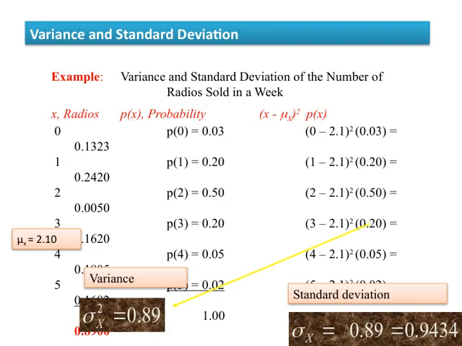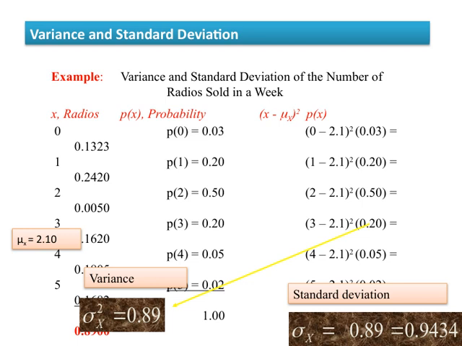Let's take a closer look at variance and standard deviation through this example involving the number of radios sold in a week. On the left, we have the number of radios, labeled as X, and on the right, the corresponding probabilities, P(X). Notice that the probabilities sum up to 1, which confirms that we're working with a proper probability distribution. To understand the variability in this data, we calculate the deviation of each value from the mean, which here is 2.1 radios, and then square those deviations.